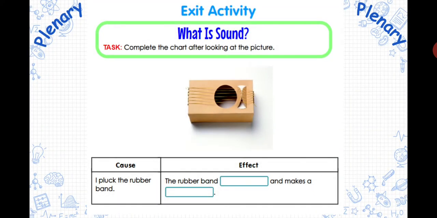Now, my dear, to check your understanding, look at this picture. We have here to fill in the blanks to have an effect for the given cause. So, my dear, the cause is when you pluck this rubber band, what will the effect be? It means what will happen after that? The rubber band will blank and makes a blank. Try to use the main vocabularies we took today to fill in the blanks so that you will have a complete sentence.